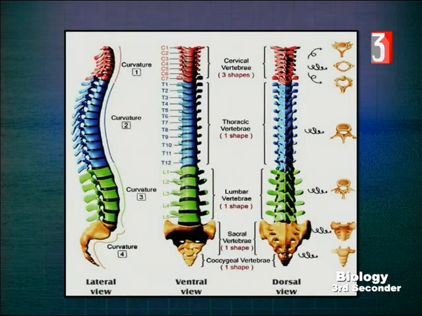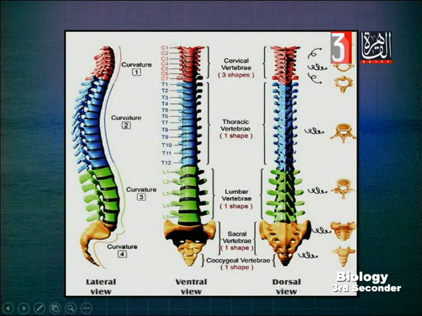Now let's study again the structure of the vertebral column. The vertebral column has 4 curvatures, as we see in the video. It consists of 5 regions, 5 groups. Number 1 is the cervical vertebrae, consisting of 7 vertebrae arranged from number 1 to number 7. C1 equals V1, C meaning cervical vertebra, V1 equals vertebra number 1. So C1 equals V1, C7 equals V7.